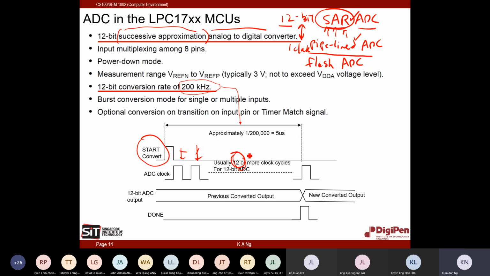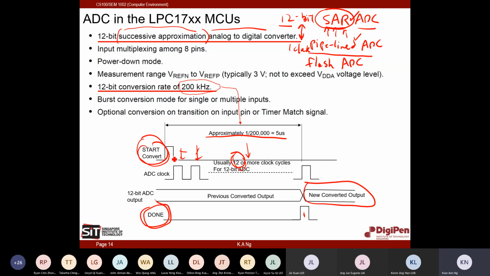Of course, they will still have some extra clock cycles to do some makeup, right? They will do some housekeeping. So usually more than 12 cycles, usually 14 to 15 cycles. Then after they finish conversion, they will tell you, okay, I'm done. So there will be a start convert and done signal, and then the ADC will give you 12 bits of your converted output. So there will be usually a delay. So take note of that.